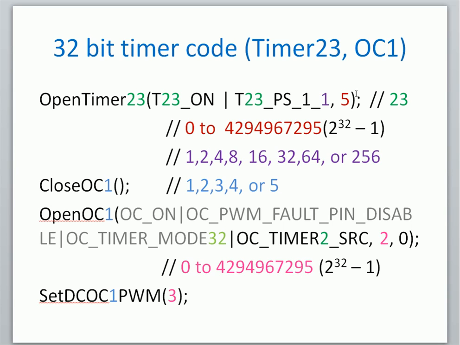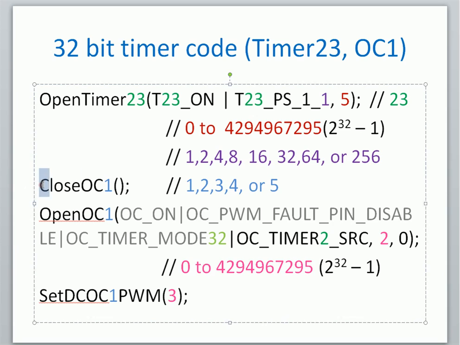Now, in your code, the peripheral library recommends that you close the module before you open it. The only reason for that is maybe leftover settings would be active. So closing the module first means they're all set to their default values.